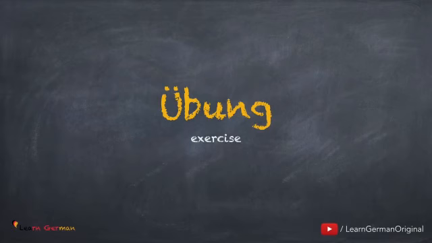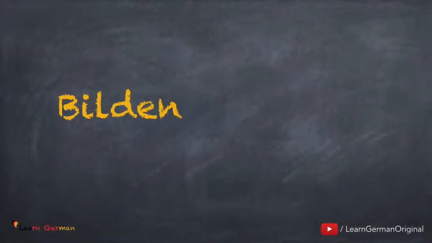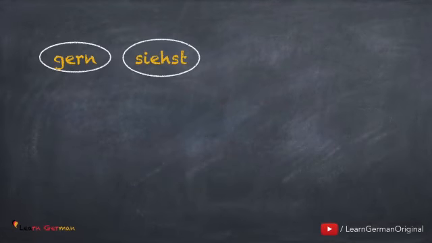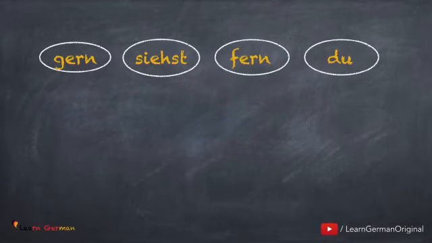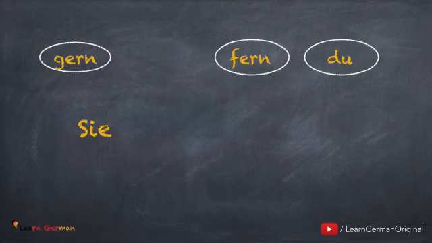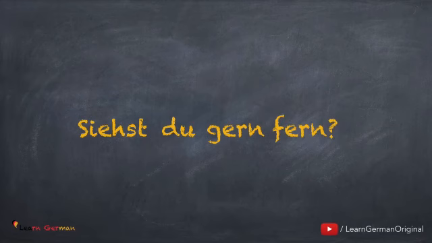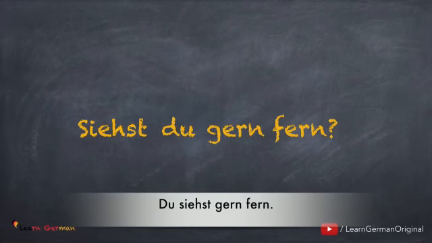Now let's do a very small exercise to see what you have understood. Übung. Bilden Sie Sätze. And here's the first one. You have to make a sentence with these words. Do remember that the prefix will be at the end, and your answer should be Siehst du gern fern? Another alternative is Du siehst gern fern.